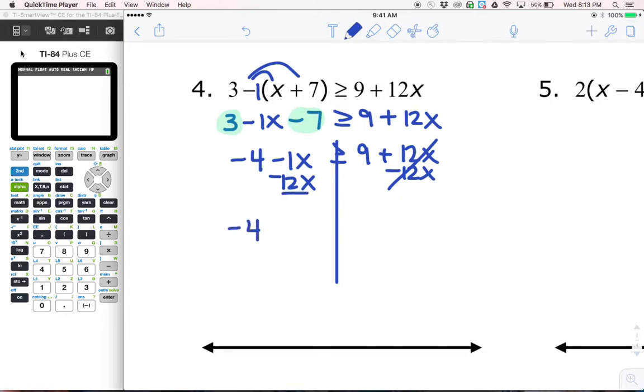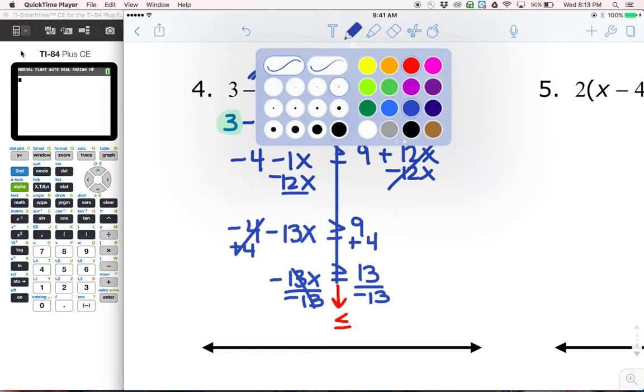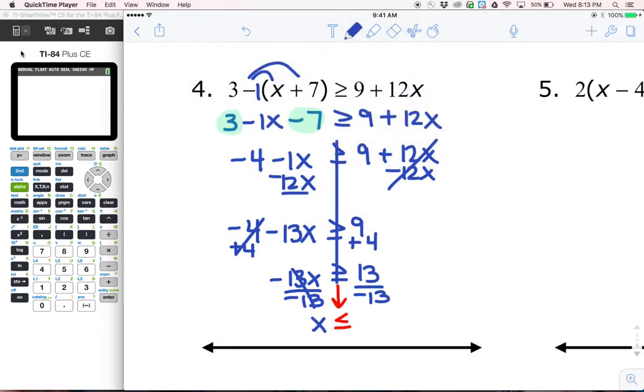So I've got negative 4 minus 13x is greater than or equal to 9. Okay, my next move is to add 4 to both sides, which means I've got negative 13x is greater than or equal to 13. And my final step is to divide by negative 13. And again, we divided by a negative. So before we forget, let's flip this inequality around. And I am left with x is less than or equal to 13 divided by negative 13, which is negative 1.